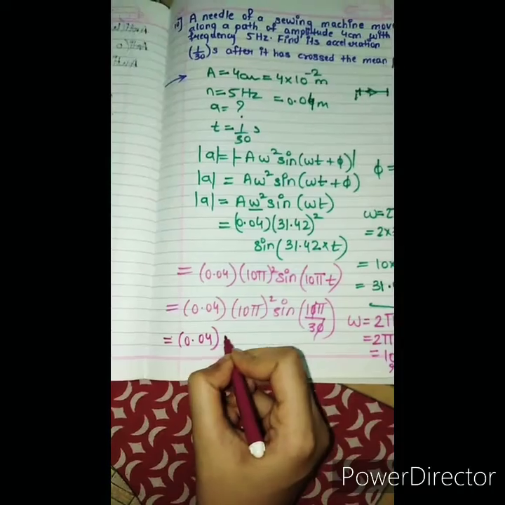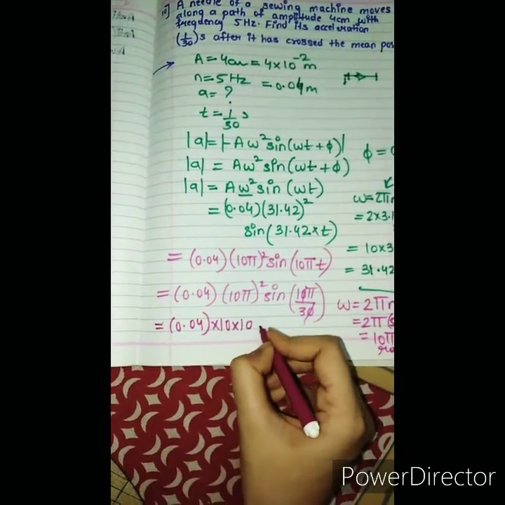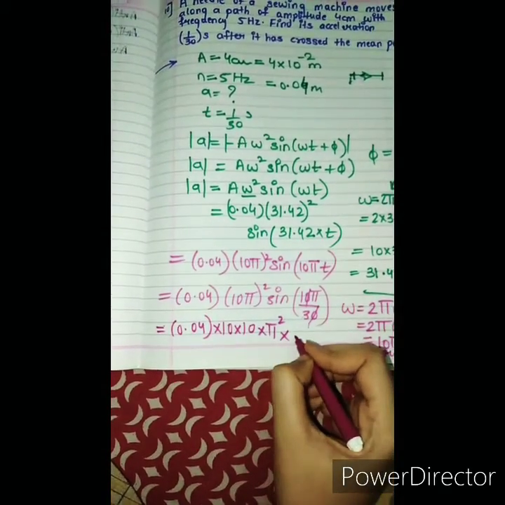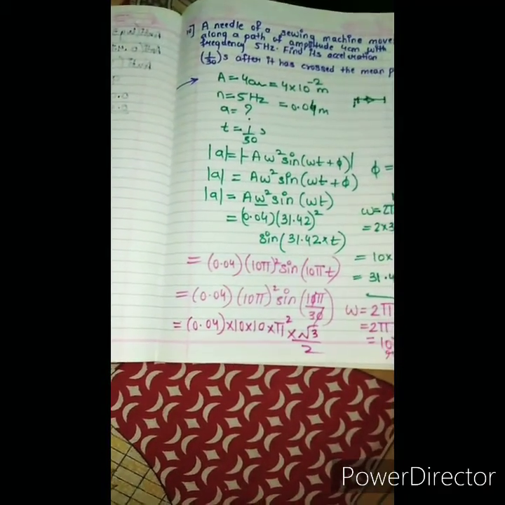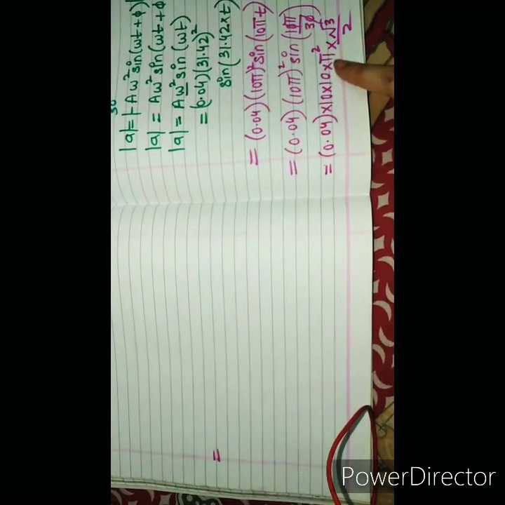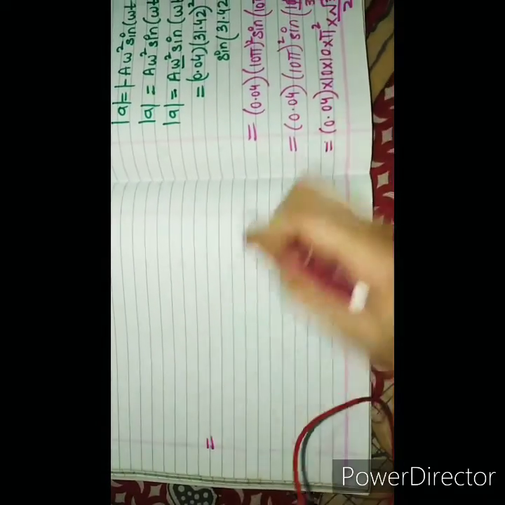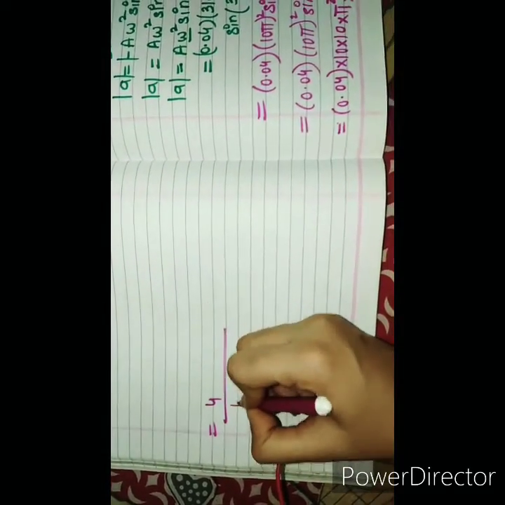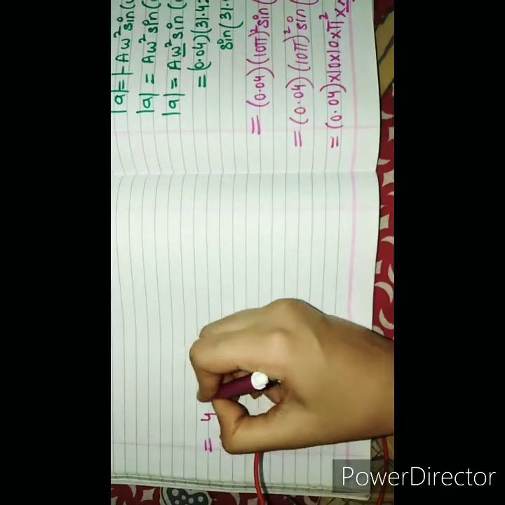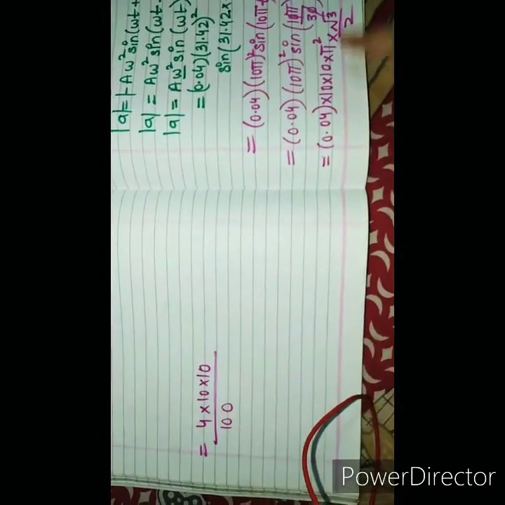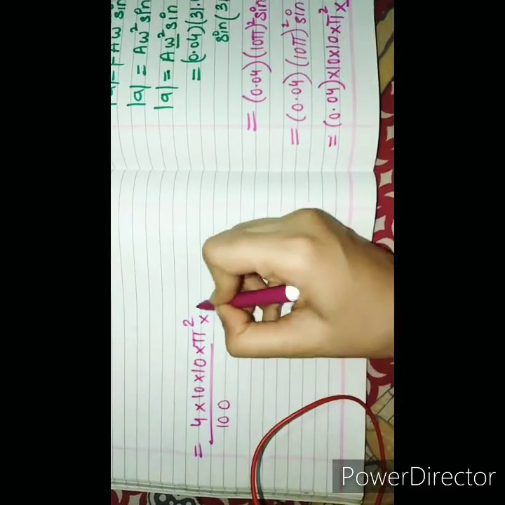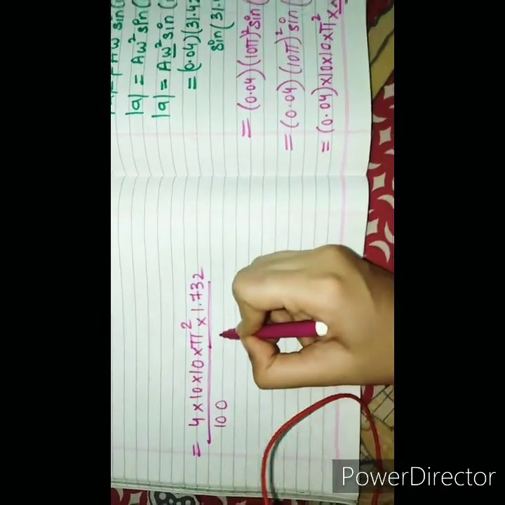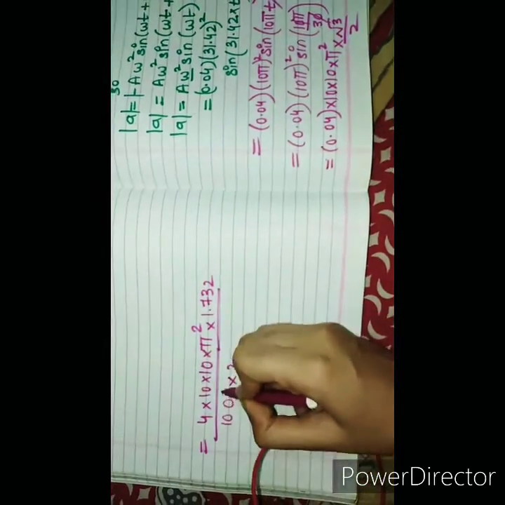So it is 0.04, 10 into 10 is nothing but this, pi square, and sine pi upon 3 is root 3 upon 2. Okay, now let's write this over here so that it becomes easy for us. Now 0.04 into 10 into 10 into pi square into root 3 upon 2. So I want to write this 0.04 as just 4. Since there are 2 digits after the point, we'll have 100 in the denominator, into 10 into 10 into pi square into root 3, which is 1.732, upon 2.